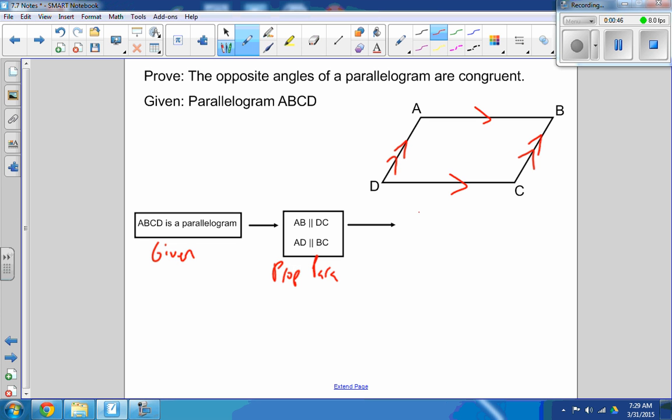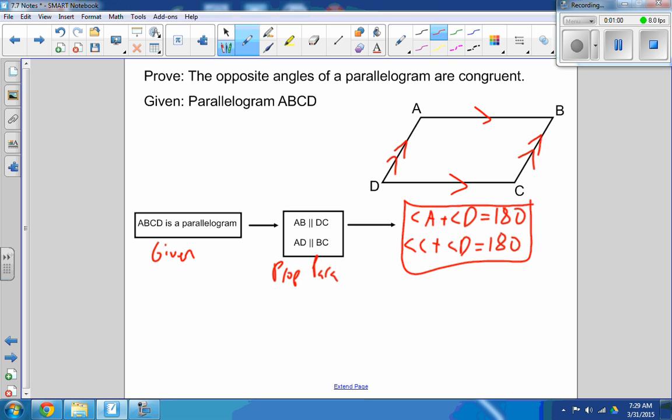Now, we know angle A plus angle D adds up to 180. Angle C plus angle D add up to 180. Now, why do we know that? We know that because those are same side interior angles given a transversal and parallel lines.